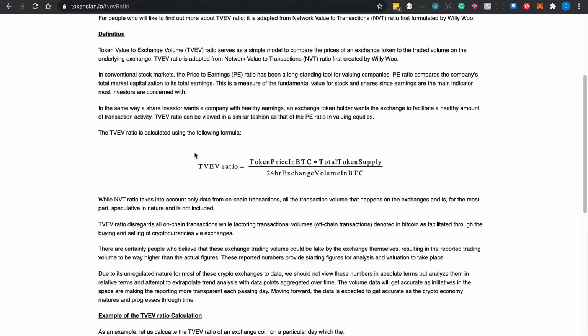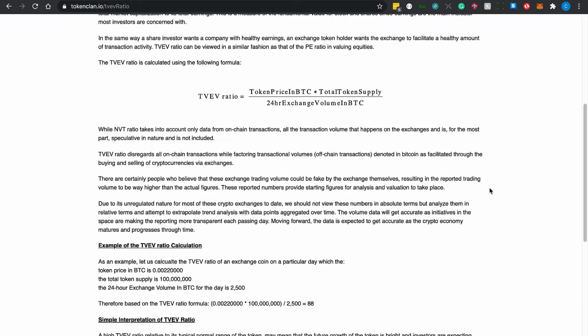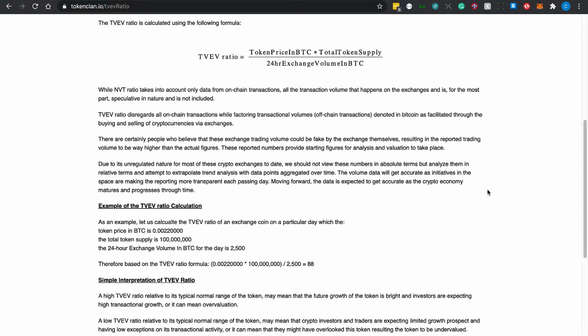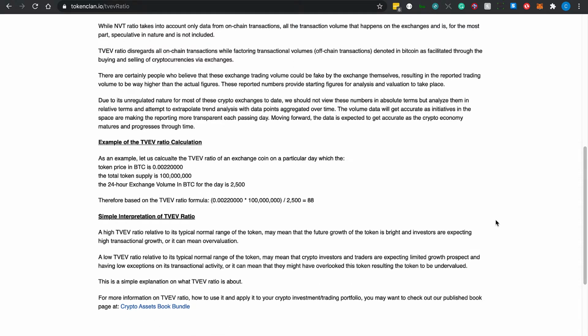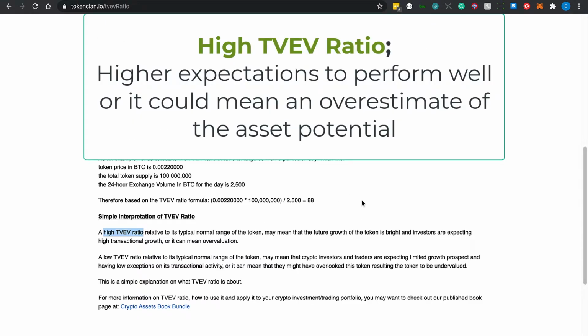This is the formula that is being calculated for the TVEV ratio, which is the token price in BTC value multiplied by the total token supply divided by the 24-hour exchange volume in BTC. We have more information regarding this and an example on how you can calculate the TVEV ratio. And now we come to the part which is called the interpretation of the TVEV ratio. So how do we actually look at the TVEV ratio? When we look at a high value TVEV ratio, investors will perceive that the exchange has huge growth potential and expect that it will perform even better over time.